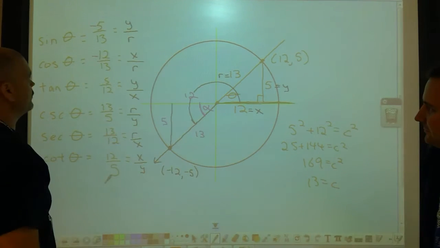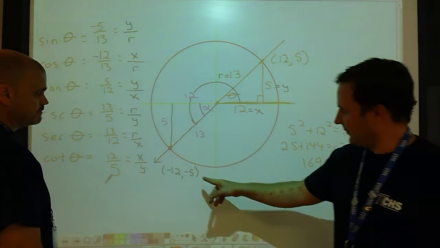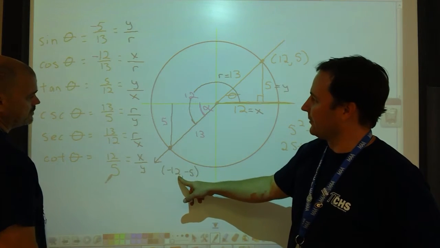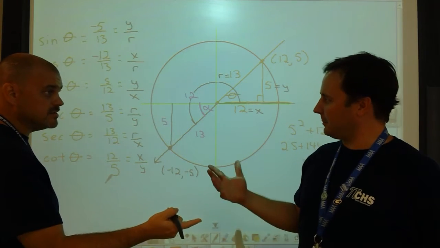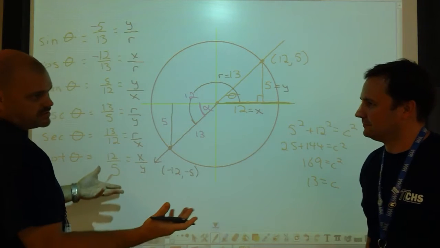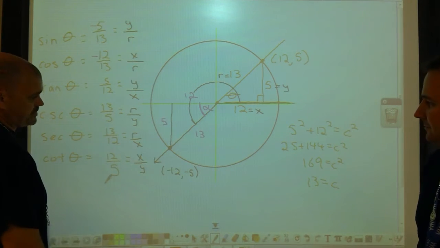Did anything really? I think it changed as well. Negative 12 over 13. Okay, now what about tangent, Mr. Simmons? Well, they both changed. Y over x, negative 5 over negative 12. But a negative divided by a negative is a positive. So we can just leave that as 5 12ths. Sure. Because it's still positive.